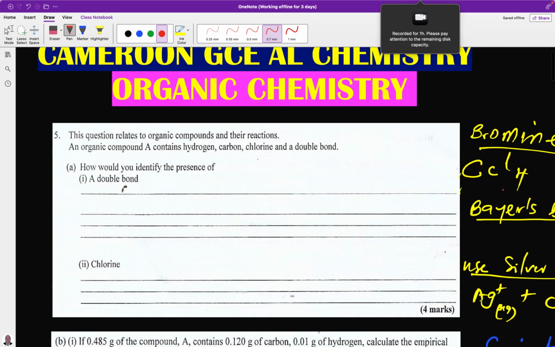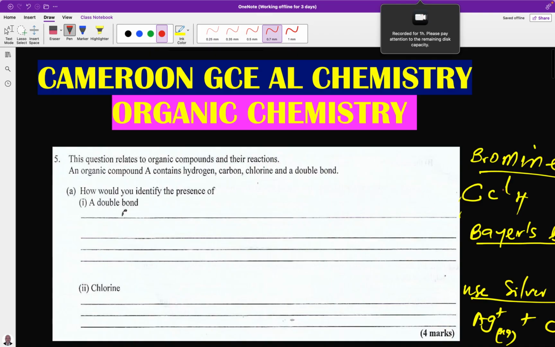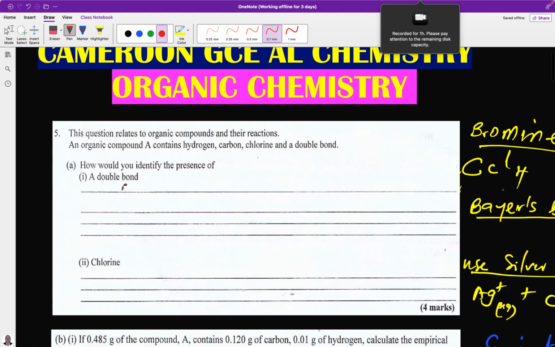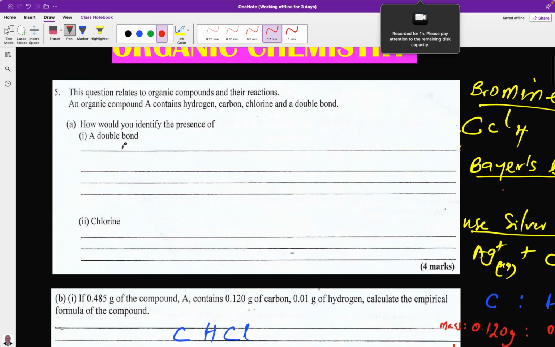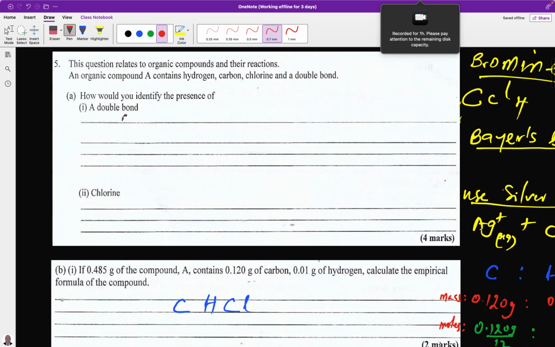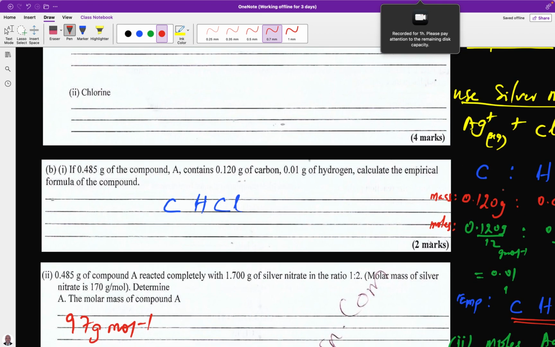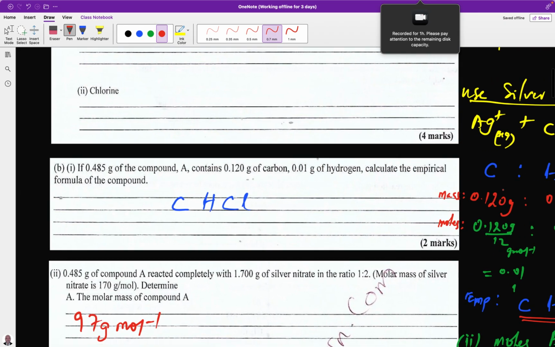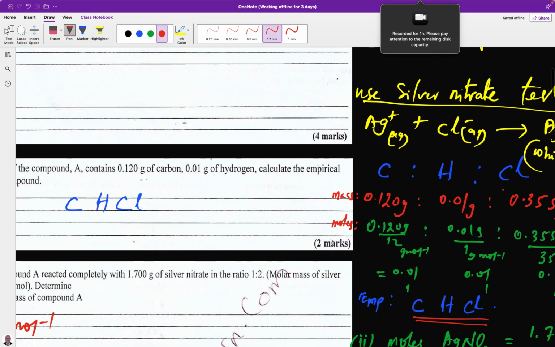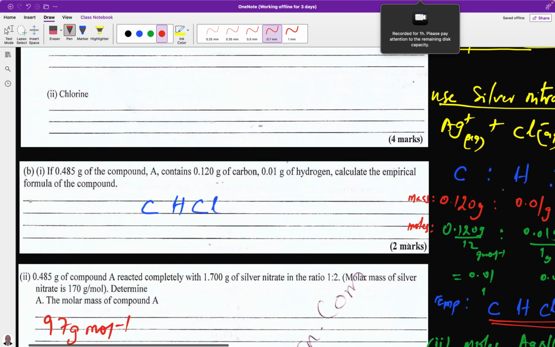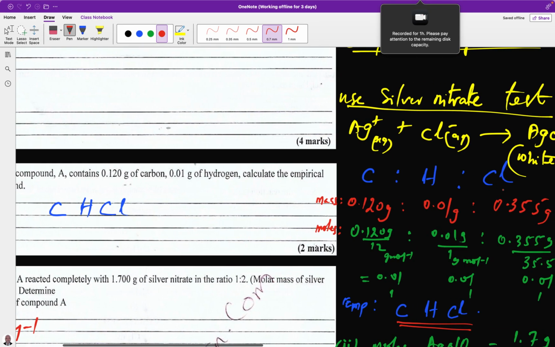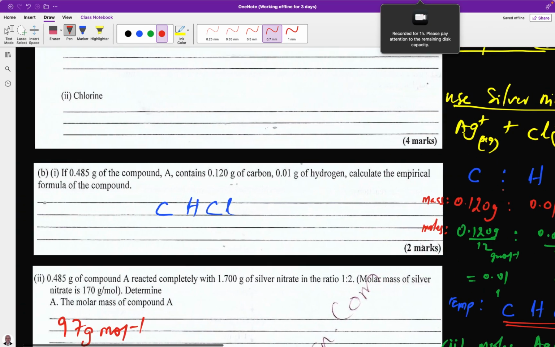So once more, this is June 2020, question number 5 of the Cameroon GCE A-level chemistry syllabus, section C on organic chemistry. We have answered the first question that has to do with double bond using bromine water or bias reagent. Then the second question, to identify chlorine by using a freshly prepared silver nitrate solution. And identification is the formation of white precipitate of silver chloride.